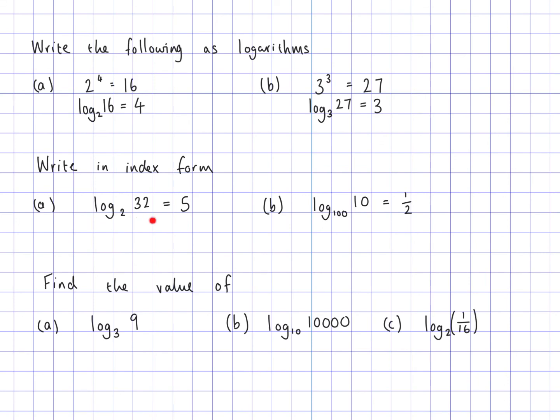This time the equation is in log, and I need to write it in index form. So it's really going the other way around. So this would be 2 to the power of 5 is 32. And the next one here, this will be 100 to the power of a half is equal to 10.